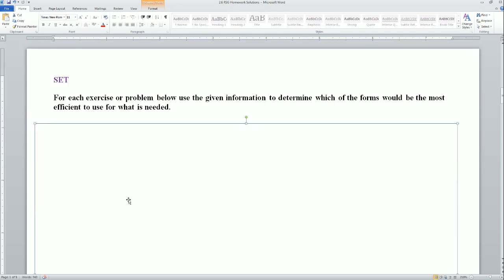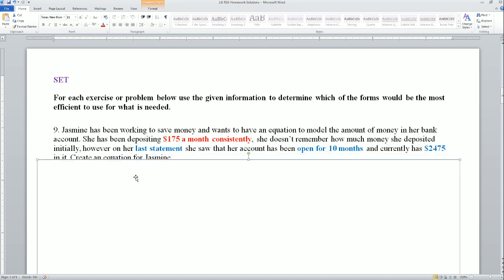Here's the set part. For each exercise or problem below, use the given information to determine which of the forms will be the most efficient to use for what is needed. Okay, so we have this scenario. You can read this for yourself.